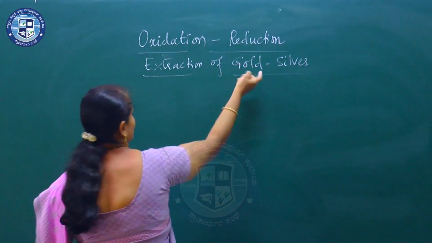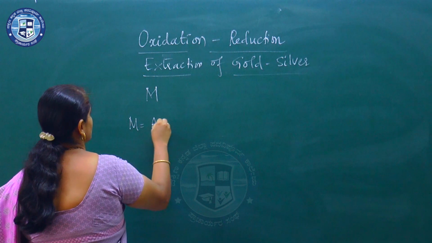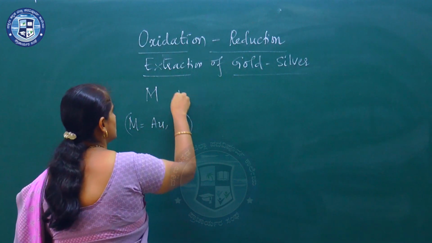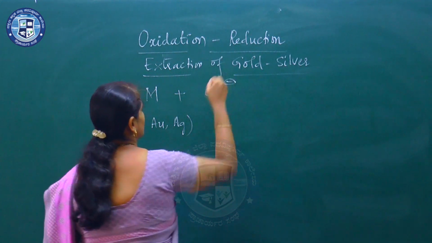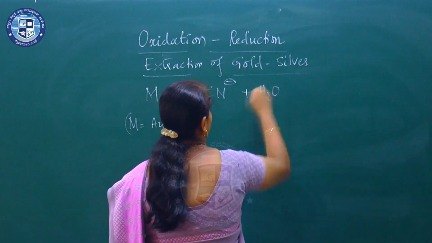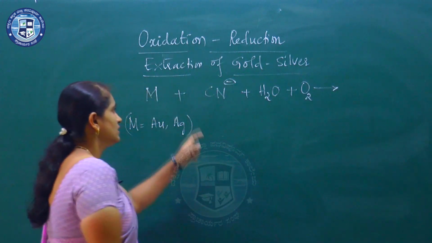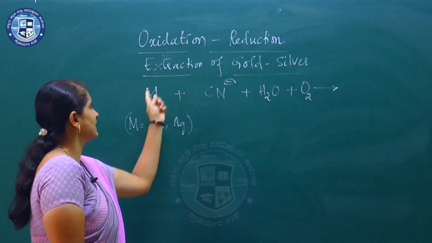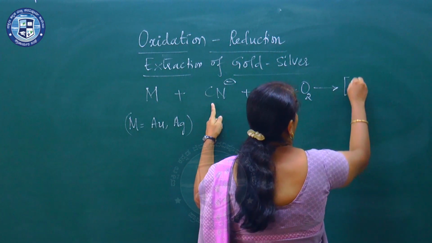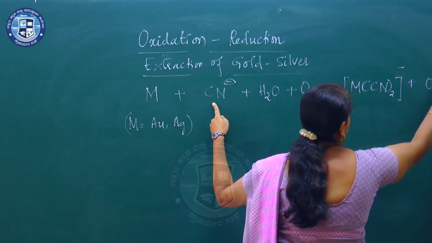So what do we do in the extraction of gold or silver? For simplicity I write it as M, where M can be gold Au or silver Ag. This is dissolved in a cyanide solution. You can take potassium cyanide or sodium cyanide solution, plus water H2O, in the presence of oxygen O2. Now what happens? When subjected to this cyanide, the metal gets dissolved and we end up with the complex, so I have M(CN)2 minus plus OH minus.